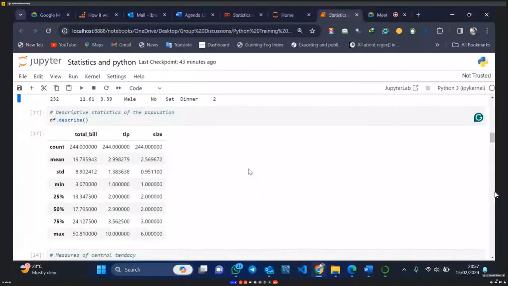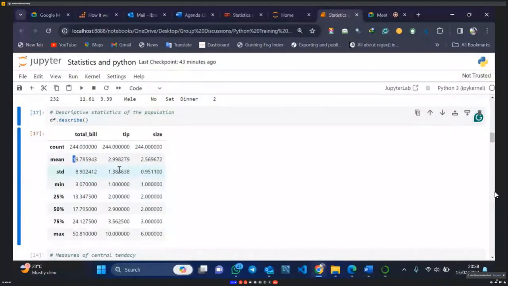So for the total bill, tip and size, you can see we are having a count of 244. That means in that data set, we have 244 rows. Then for the total bill, the mean is 19. For the tip, the mean is 2. For the size, the mean is 2 point something. They are not rounded off.